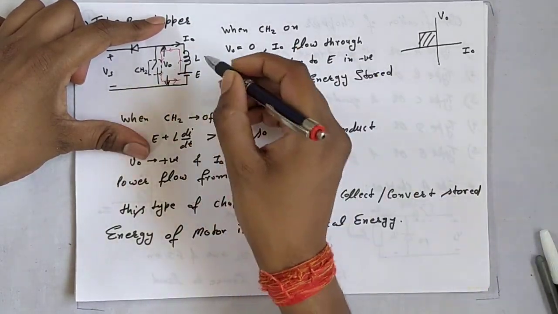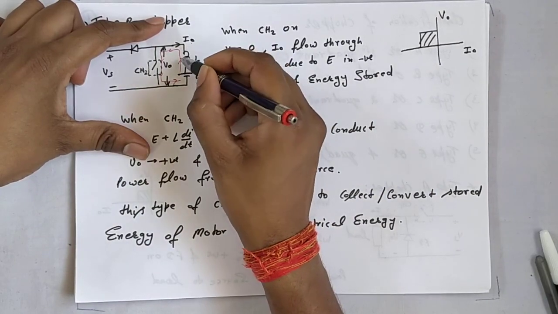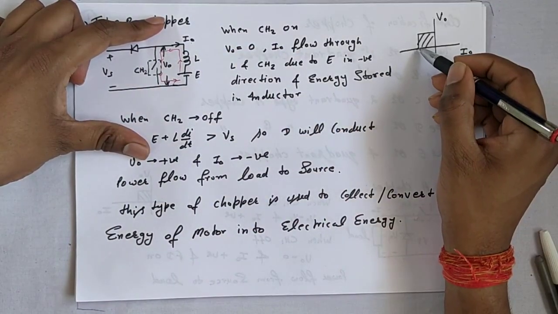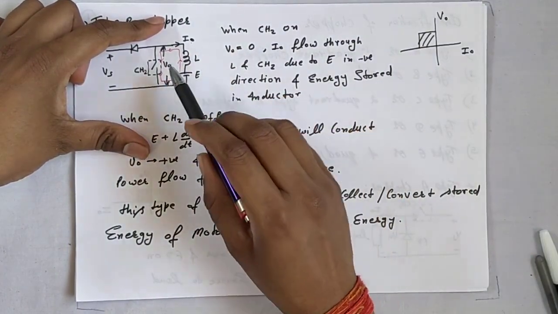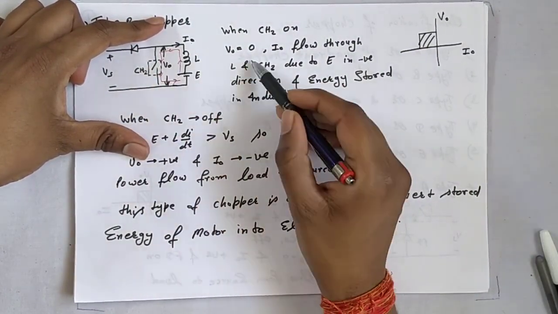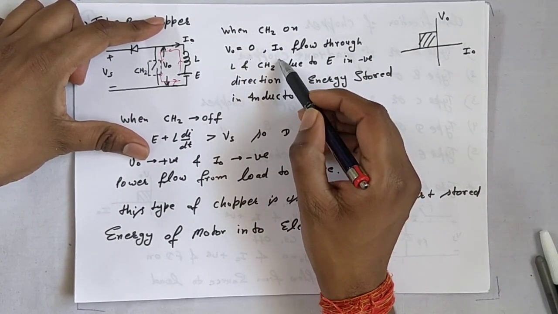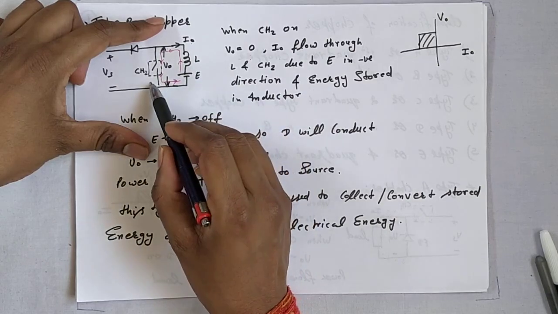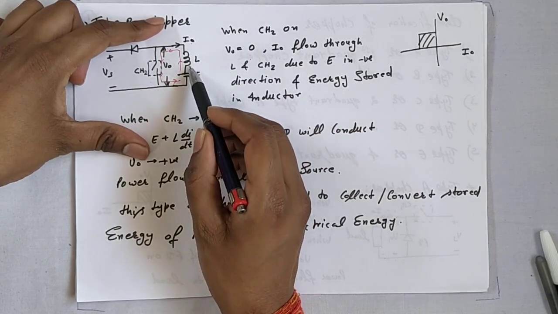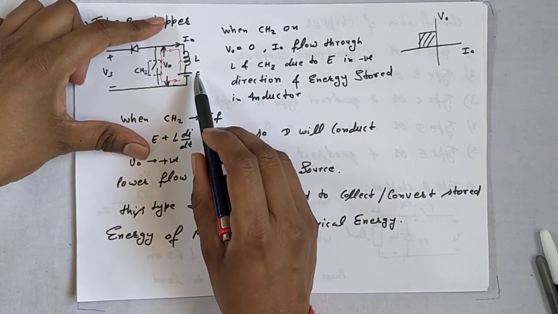According to this, I0 current is negative. That's why it is in the second quadrant. Let's look at voltage. When CS2 is on, V0 is 0, and I0 flows through the inductor, E and CS2, and this inductor will store energy.